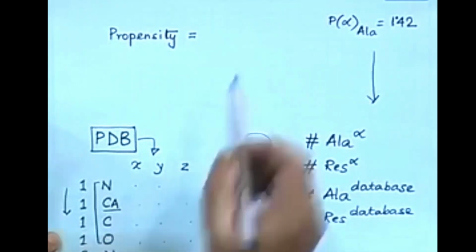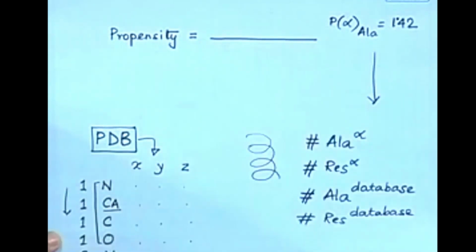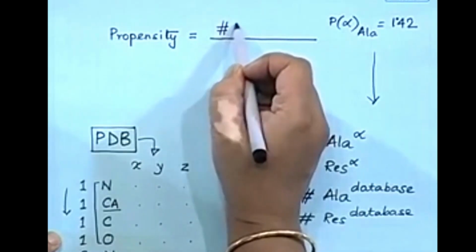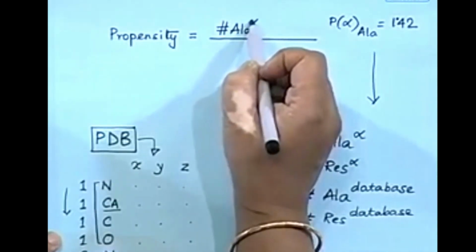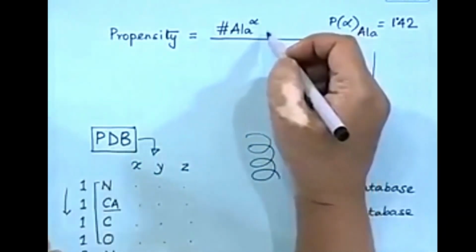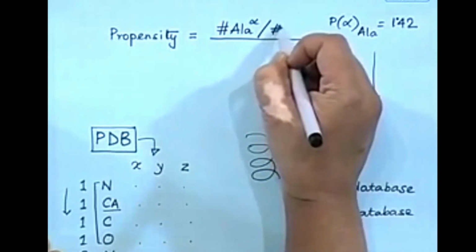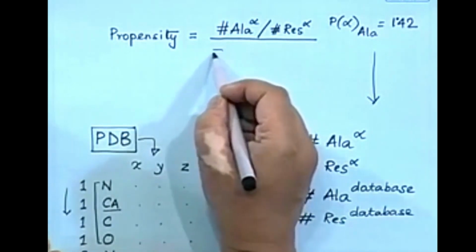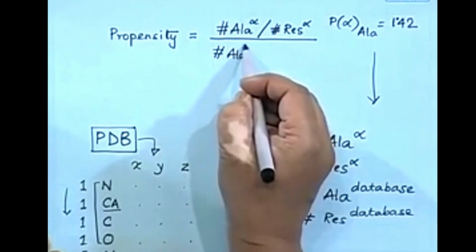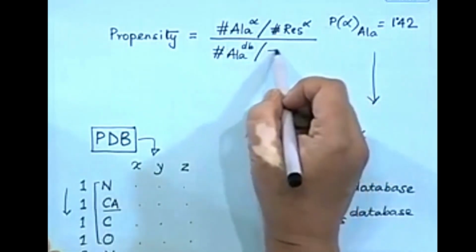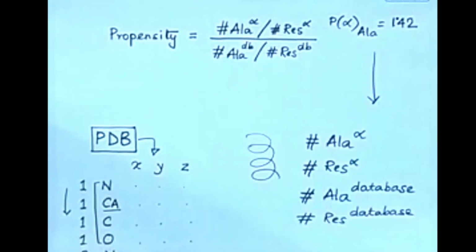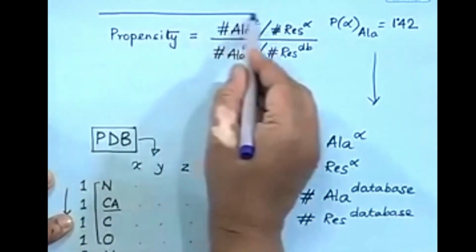Okay? Propensity is a ratio. It is a ratio of the number of ALA in alpha divided by the number of residues in alpha, over the number of ALA in the database divided by the number of residues in the database. So what does it tell me? This is your propensity calculation.